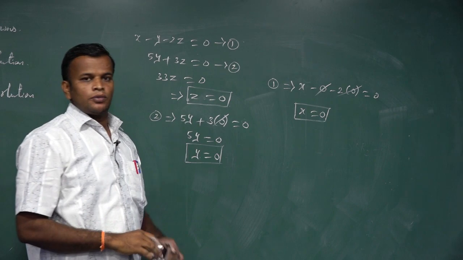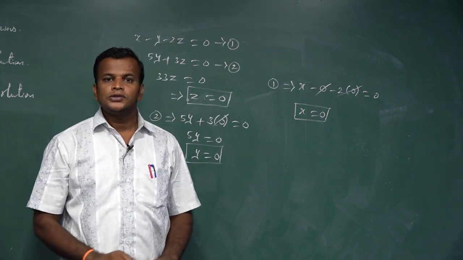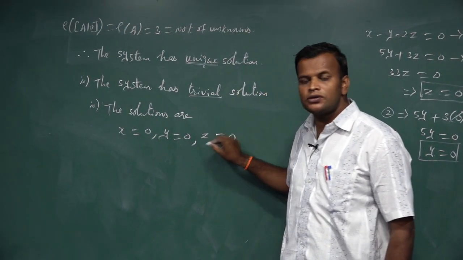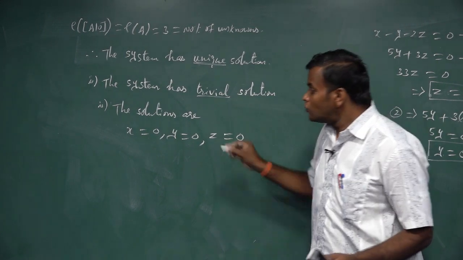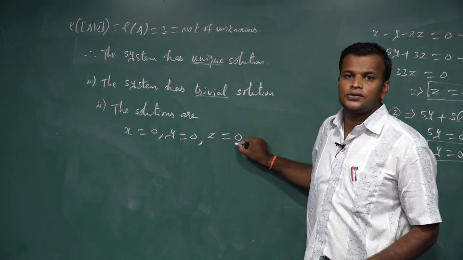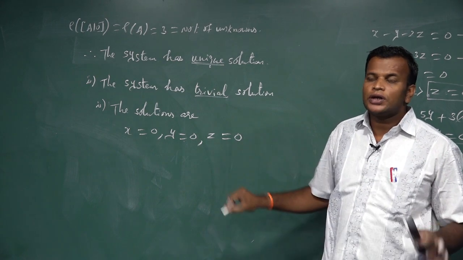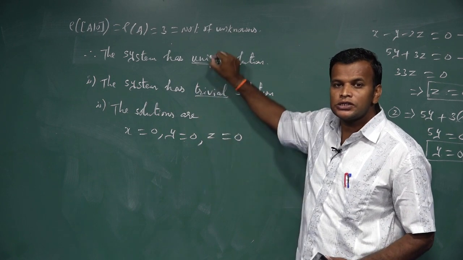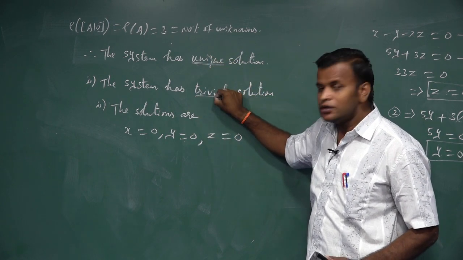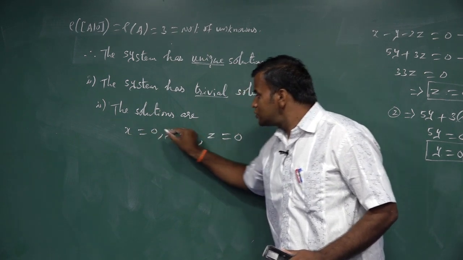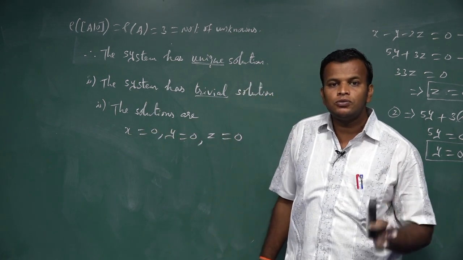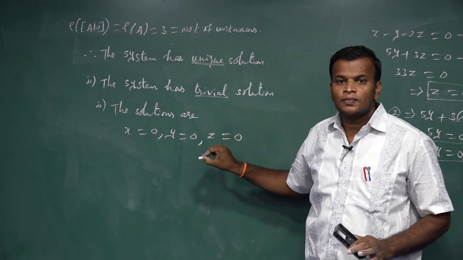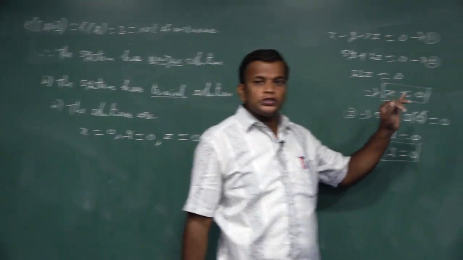In your test or exam, don't write it this way. If you say it is trivial, then directly write the answer x equal to 0, y equal to 0, z equal to 0, which is enough. I explained how x, y and z become 0. So in a homogeneous system where both ranks are equal to 3, the number of unknowns, you just write 3 lines. The system has a unique, trivial solution, then directly we write the answers x equal to 0, y equal to 0, z equal to 0. It is possible only when the given system has a unique trivial solution.